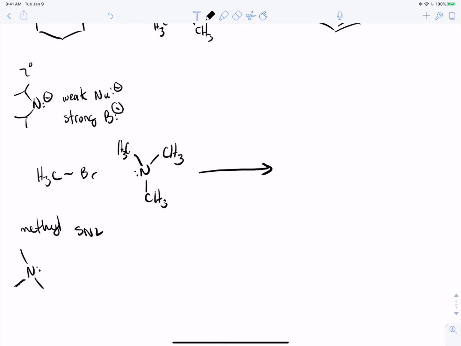If we had beta hydrogens, I might think it could go through some E2. I'd probably call it E2. But because it's a methyl and there are no beta hydrogens, I'm going to go ahead and say that this goes through SN2.